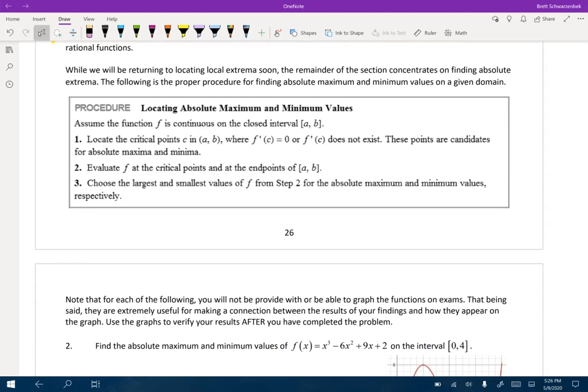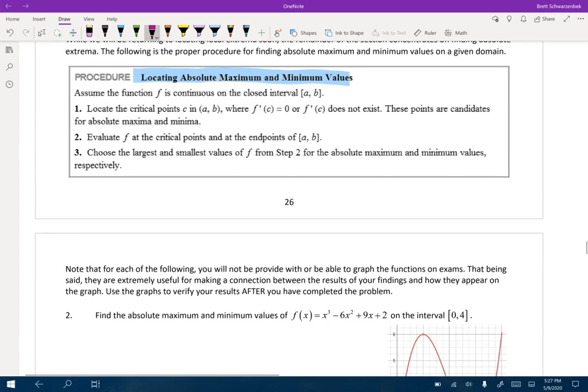We're going to leave that till the next section, and we're going to concentrate in this section solely on locating absolute maximum and minimum values. So that's going to be our focus as we move forward in just this section. So I give you a procedure here which is very useful for identifying this stuff.